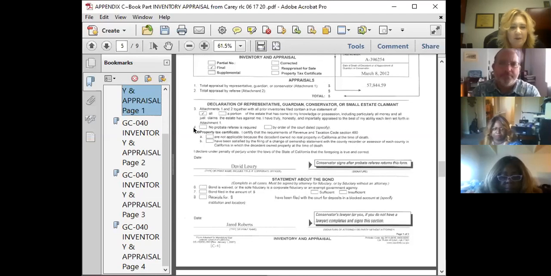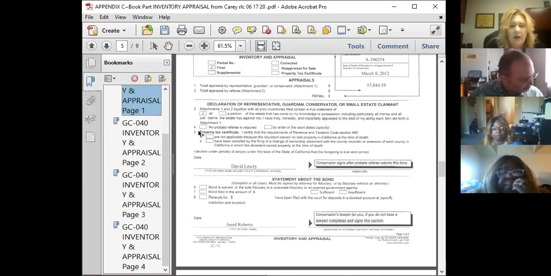Okay, line number 4. You would mark this box if there are no non-cash assets and you do not need a probate referee. But if there are non-cash assets and you need a probate referee, you would mark this box. And you would put the date that you received your letters or the judge assigned the probate referee right here. You would type that in.